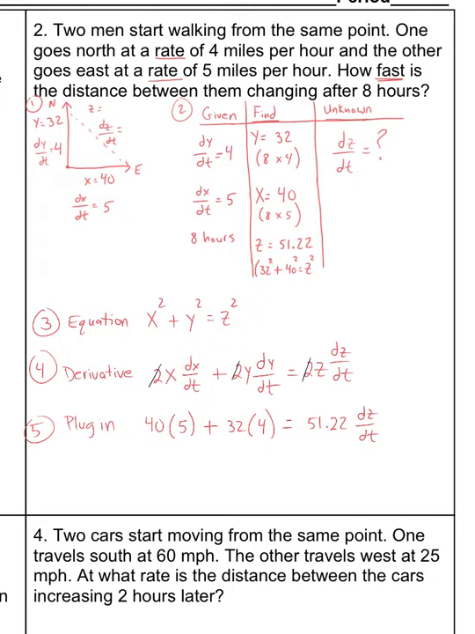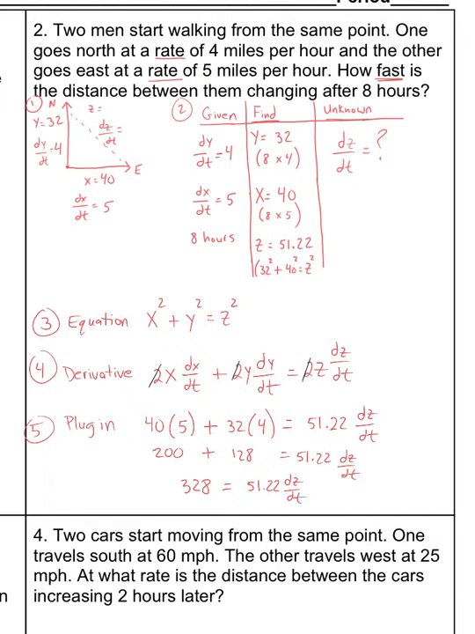40 times 5 gives me 200. 32 times 4 gives me 128. I bring down 51.22 times dz dt. If I add those together, I get 328. And it is equal to 51.22 dz dt.